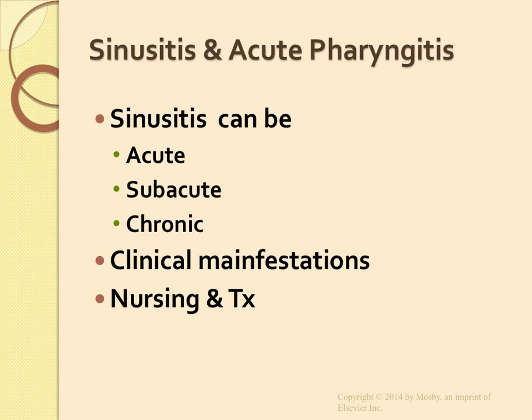We're going to talk about sinusitis and acute pharyngitis. I'm actually going to talk about sinusitis on this slide and then add a slide for pharyngitis. Sinusitis can be divided into three categories: acute, subacute, and chronic. With acute, it's 1 week of an upper respiratory infection and it lasts 4 weeks.